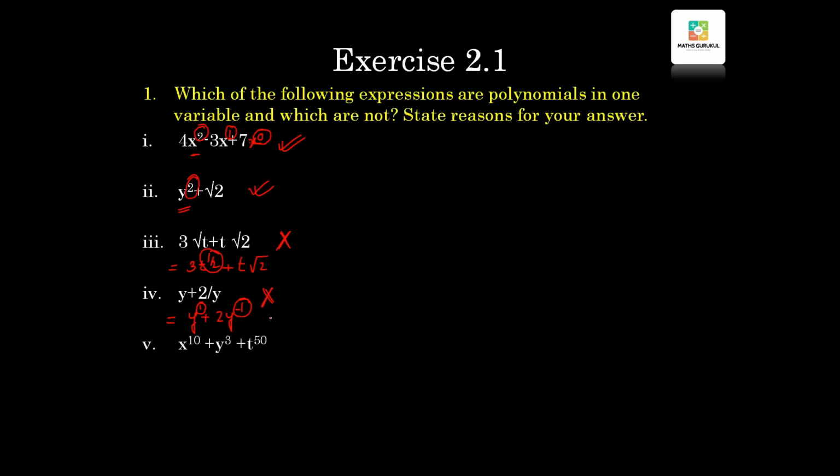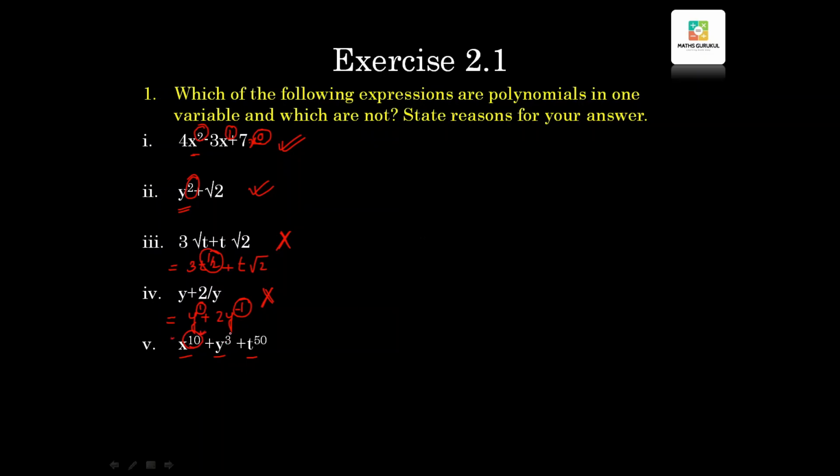In the next question, it says x to the power 10 plus y to the power 3 plus t to the power 50. Now, if we observe here, we see that there are 3 variables involved. What are those 3 variables? The 3 variables are x, y, and t. Now, the first term has a positive number, that is a whole number, as the power. That is 10. So 10 is a whole number, so the first condition is fulfilled.